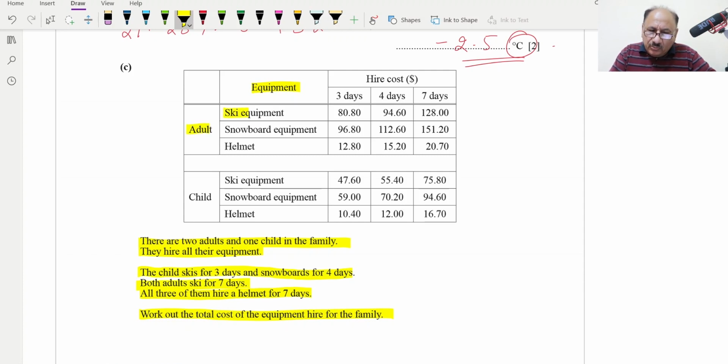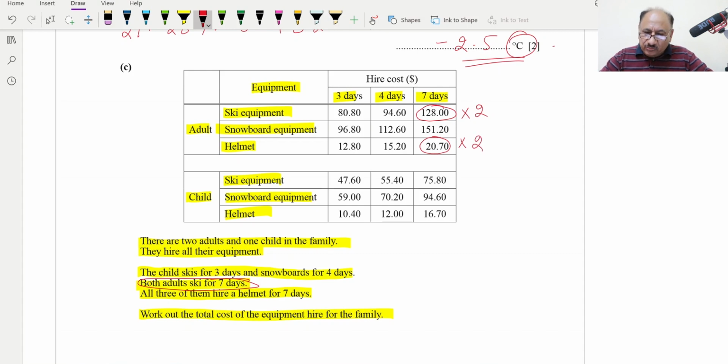For each adult, and for 3 days, 4 days, 7 days, and for the child, the rates are basically provided. So there are two adults. Both adults ski for 7 days, so this rate will be for two adults. And the helmet they are taking also for 7 days, so this will be multiplied by 2.